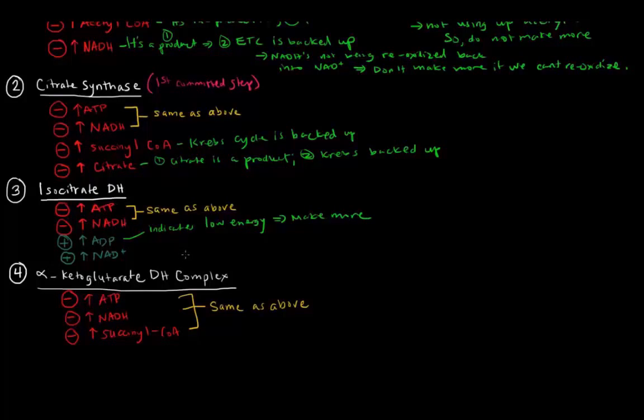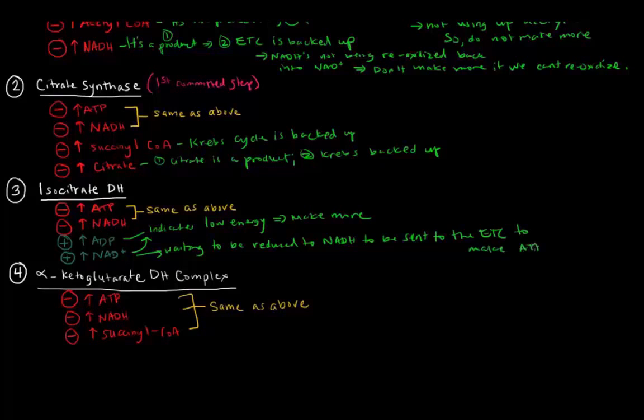What about NAD+? Essentially, it also indicates low energy, right? If there's a bunch of NAD pluses around, they're basically waiting to be reduced to NADH, to be sent to the electron transport chain to make energy, in the form of ATP. Okay, that's it for isocitrate dehydrogenase.